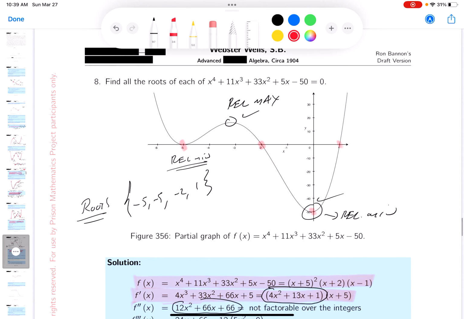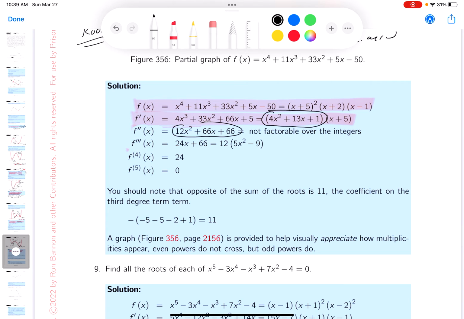Do I see points of inflection? Yes. Concave up. Point of inflection. Concave down. Point of inflection. Concave, whoops, sorry about that. Concave up. I did it again. Concave up. I put the point of inflection over here. POI. POI.